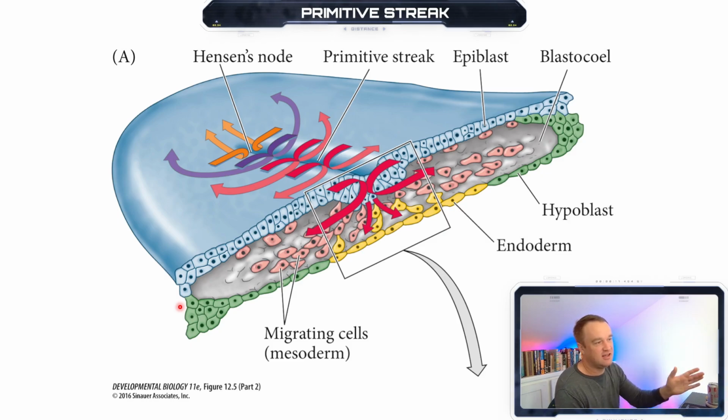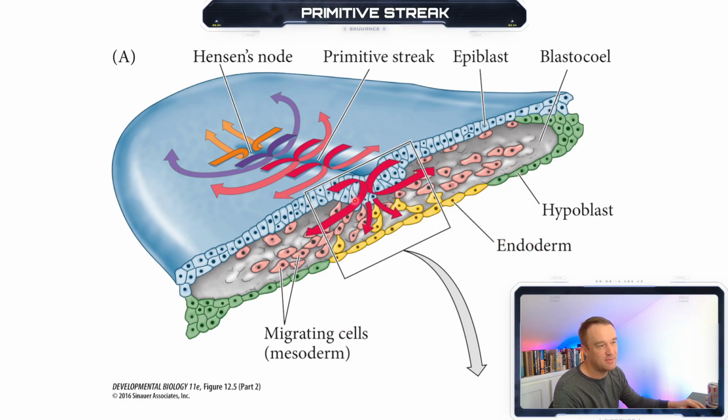This is like the cell disc, where we have the migration of these cells in and out through the primitive streak here. So we have Hensen's node up at the top. So we have the blastocoel, which is the kind of inside area, right? The epiblast is the cells of the outside here. And we're starting to form our cell layers.